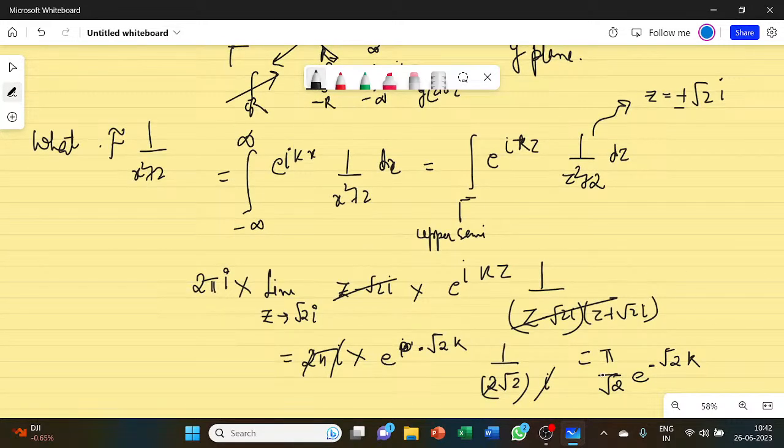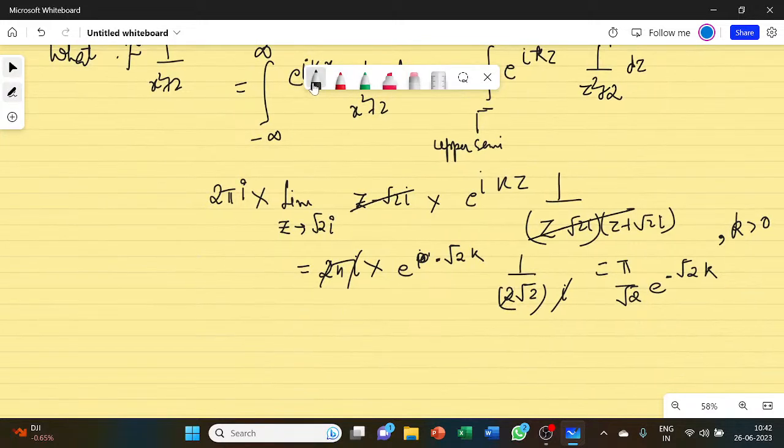So basically, this integration is correct provided k is greater than 0. Now what if k is less than 0?